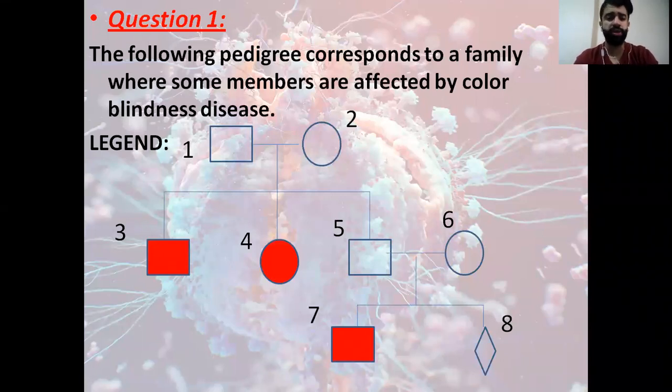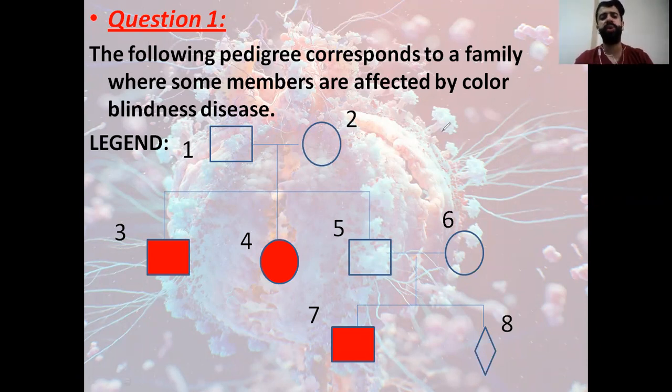Question number 1. The following pedigree corresponds to a family where some members are affected by color blindness. Here they gave you the legend: the dotted, the red ones, are affected, and the white or the empty are normal. So we have two or three generations, generation 1, generation 2, and generation 3.